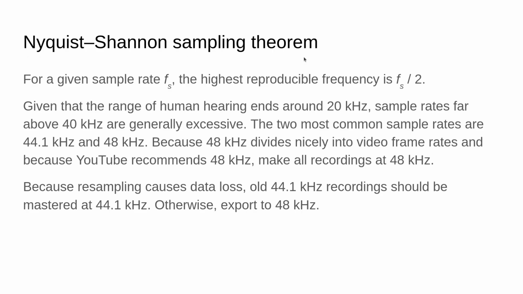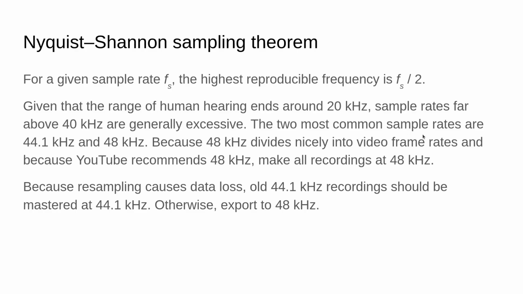Now, in terms of the sample rate, I posed that question of, how high of a frequency should we use for sampling? And there's a theorem that says if you have a given sample rate, the highest reproducible frequency is half of that sample rate. The theorem is a little more complicated than this. There's some requirements, but for the most part, it's true. And given that the human range of hearing ends around 20 kilohertz, sample rates far above 40 kilohertz are generally excessive because all you get from that is the ability to reproduce frequencies that we can't hear.